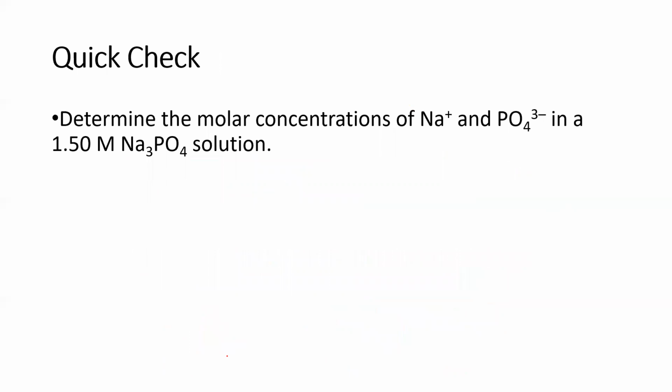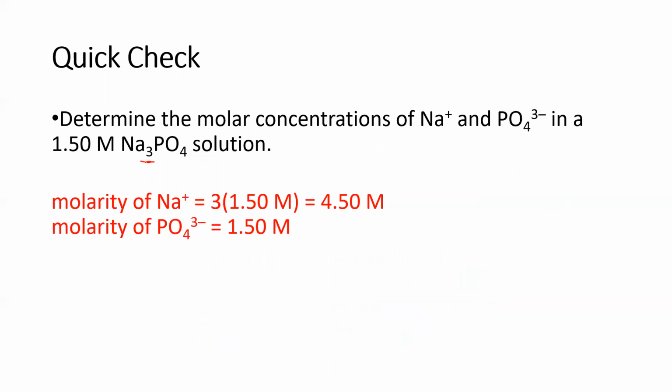So can we determine it for sodium phosphate? So I look at my mole ratios in the chemical formula. If I have a 1.50 molar sodium phosphate concentration, when I throw this in solution, there's actually 3 moles of sodium per sodium phosphate. So I just take the 1.5 molar concentration, multiply that by 3, and this would actually be my concentration of sodium ions. The phosphate is a 1-to-1, so my concentration of phosphate ions would still be the 1.50.